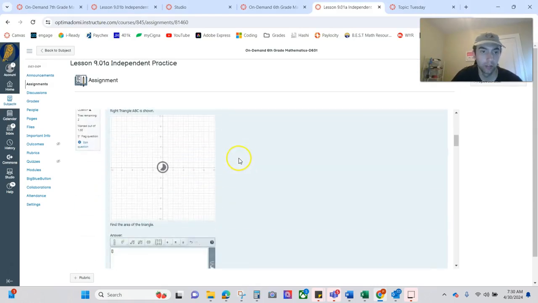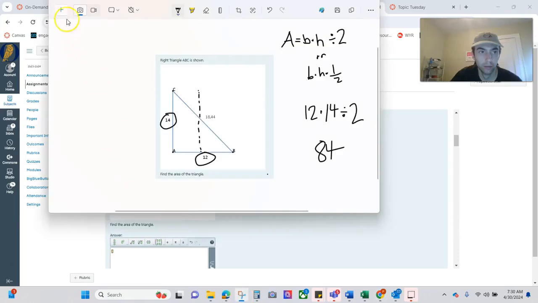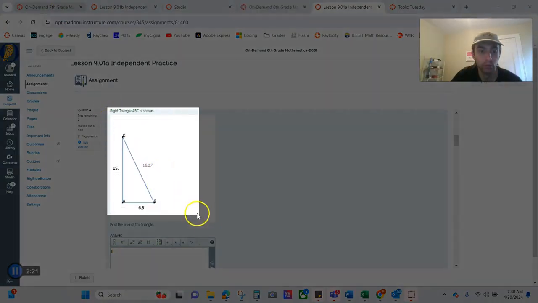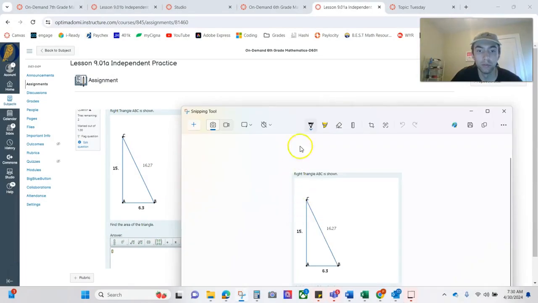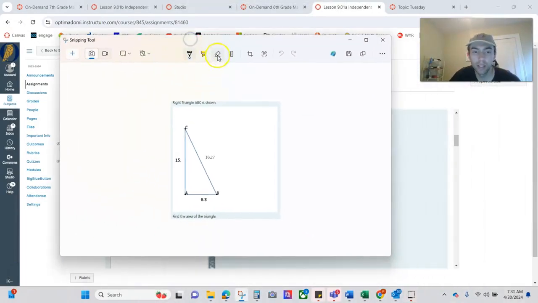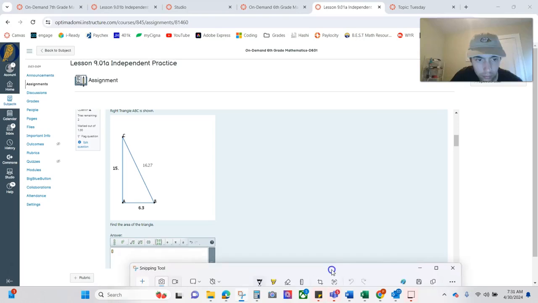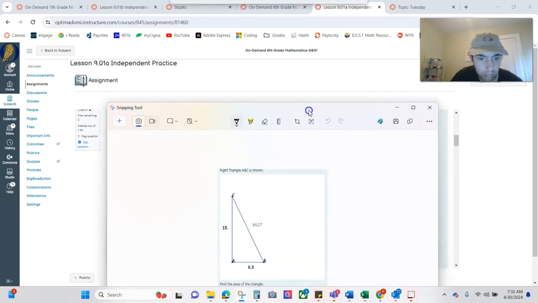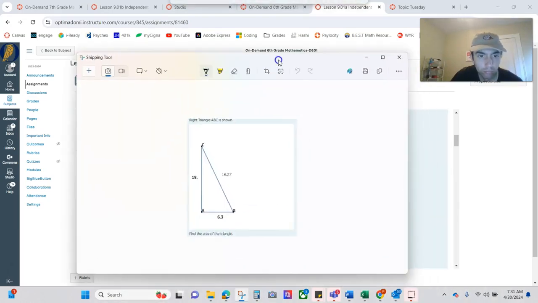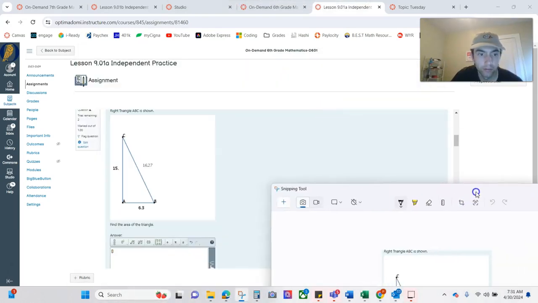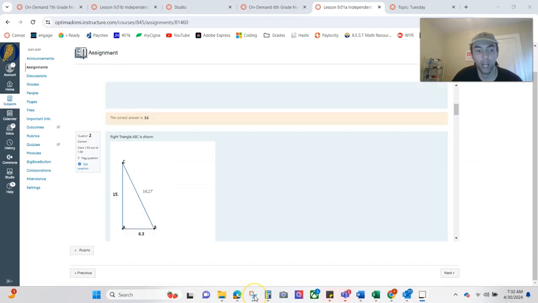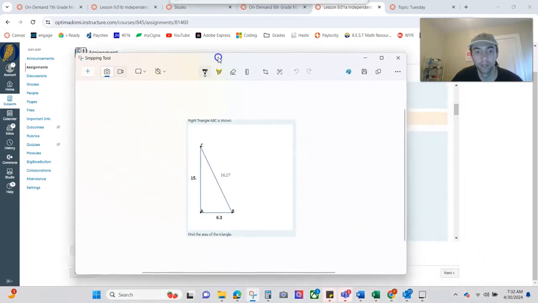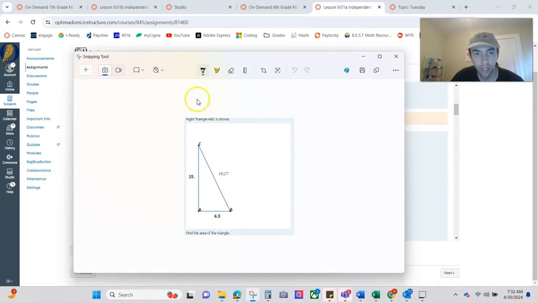Oh yeah. Question 2. Area of a triangle. Okay. Quick pause. And we're back. So we got a triangle here, and to find the area of that triangle, we use this formula.